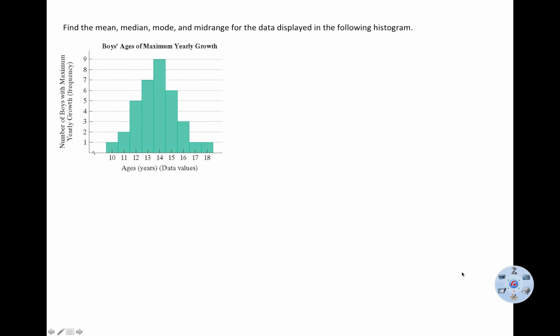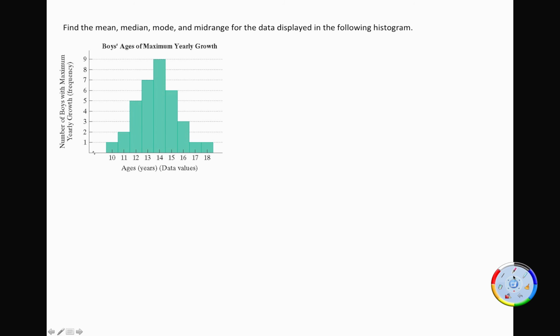Okay, let's try it again, except this time, what if our data is arranged in a histogram? We've seen this histogram before. It's the boys' ages of maximum yearly growth. Here's the number of boys, so in other words, our frequency. So if I'm trying to find the mean, this tells me the same thing that a frequency distribution table does. It tells me there was one boy who had his maximum growth at 10 years of age. 2 happened at 11. 5 boys had it happen when they were 12.